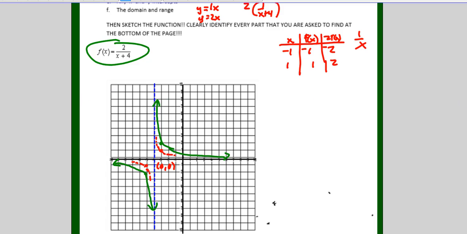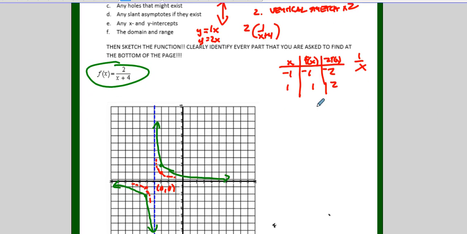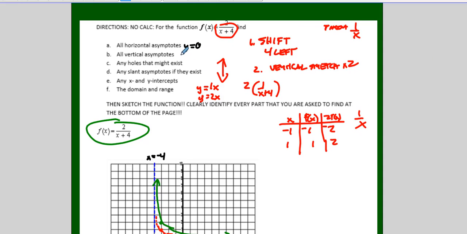Alright, so let's look at this. So you can see, hopefully, that the horizontal asymptote is still going to be 0. But the vertical asymptote is going to be here at x equals negative 4. There are no holes yet, again. No slant asymptotes.